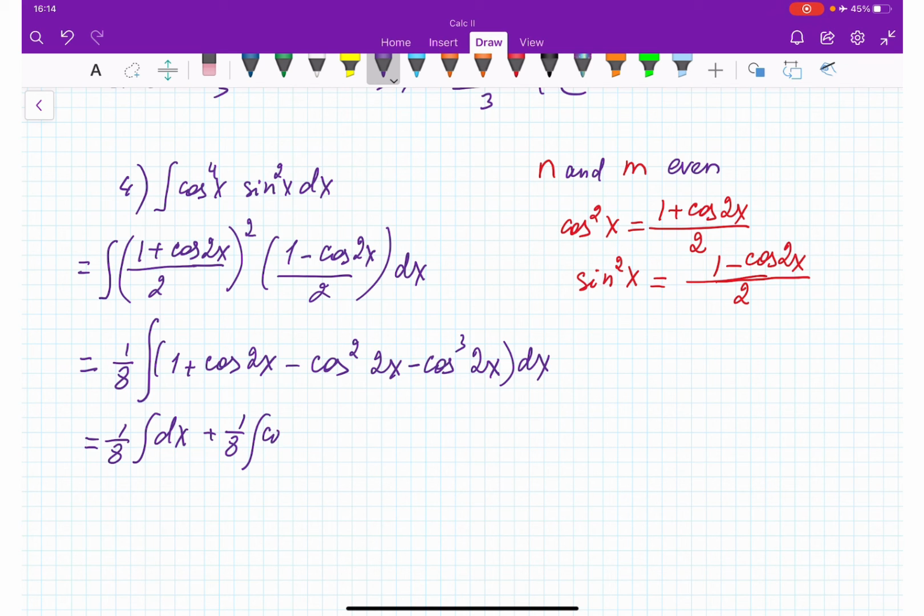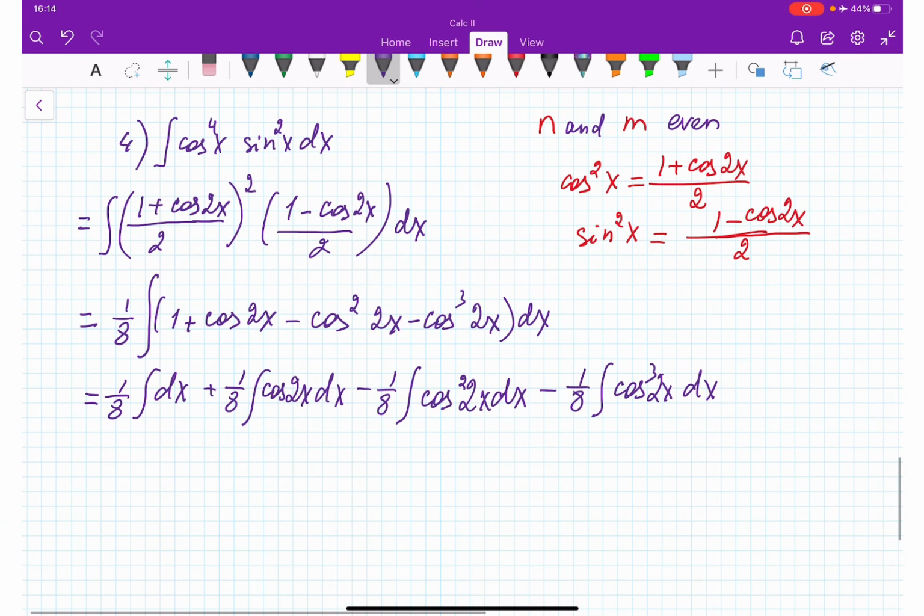Integral cosine 2x dx minus 1/8 cosine squared 2x dx and minus 1/8 integral cosine cubed 2x dx. All right, so from here what we are getting, let me write this cube down nicely.